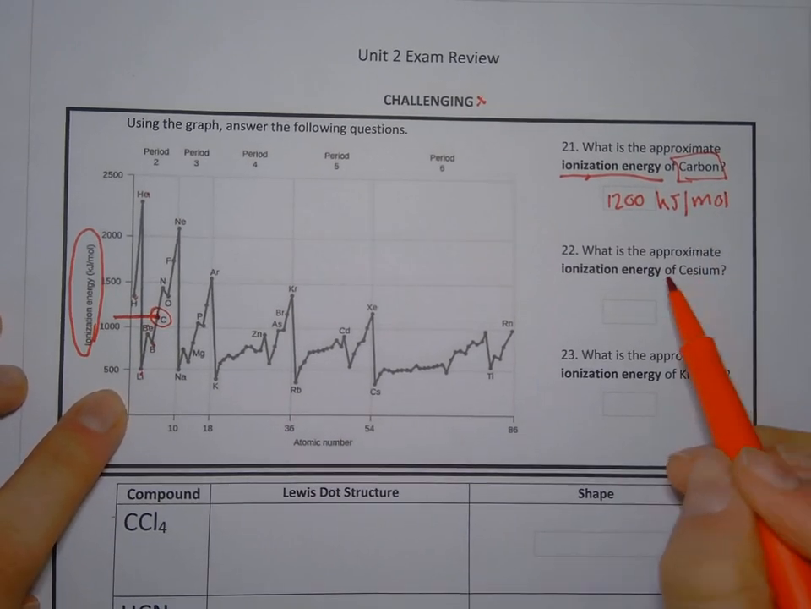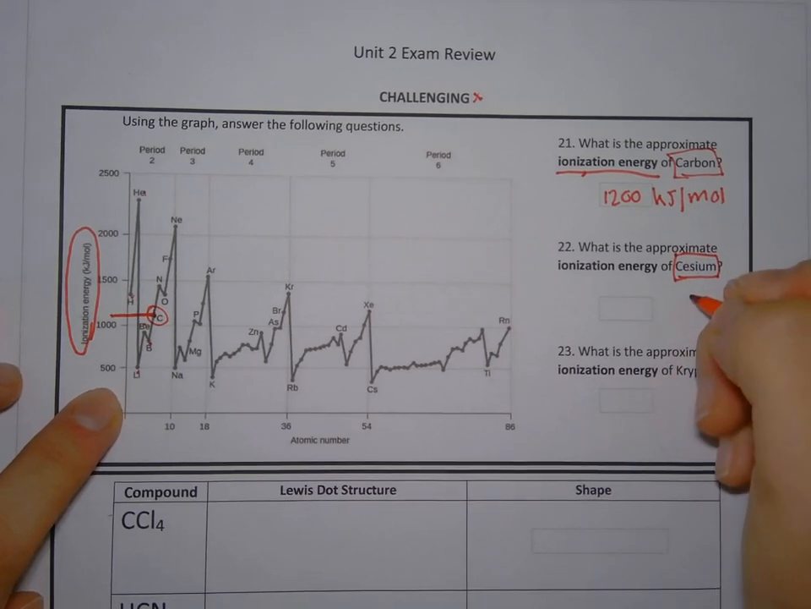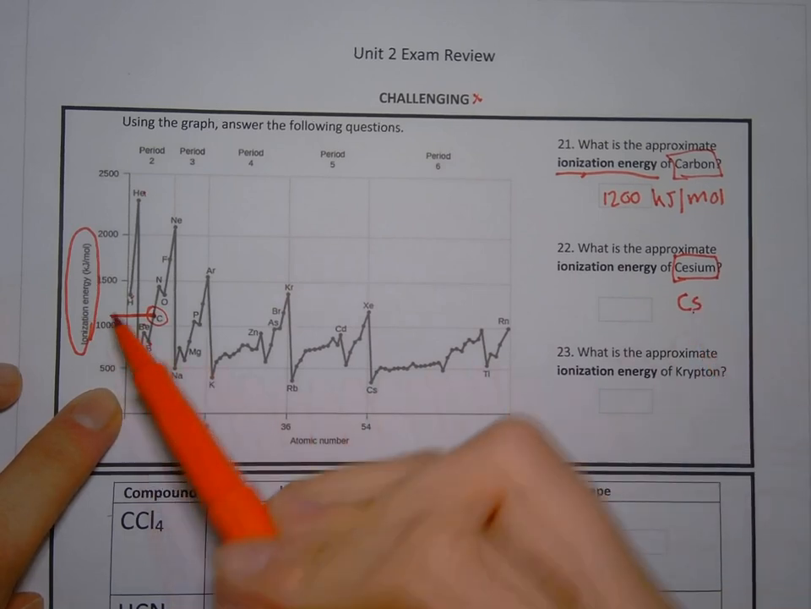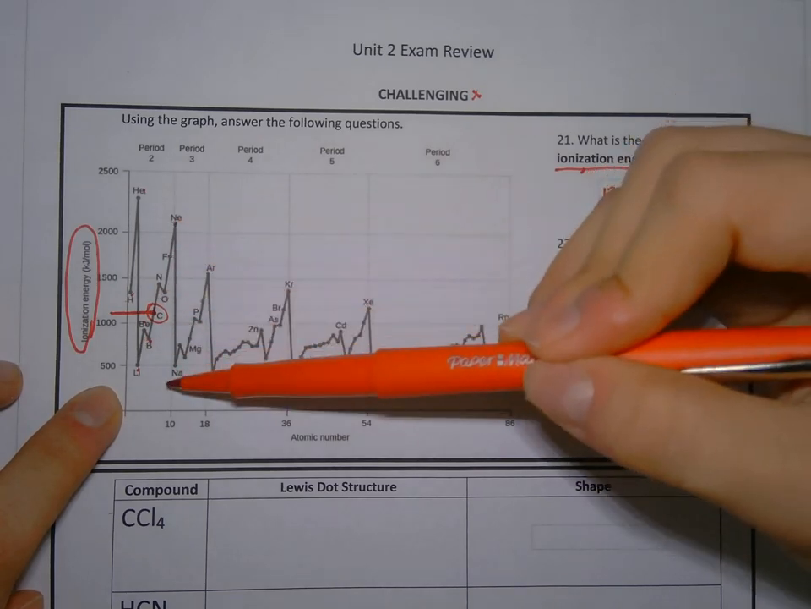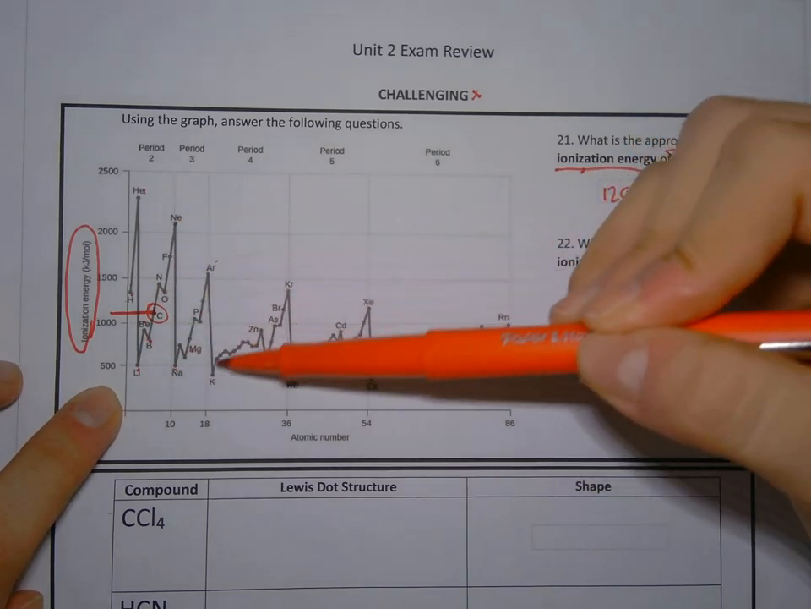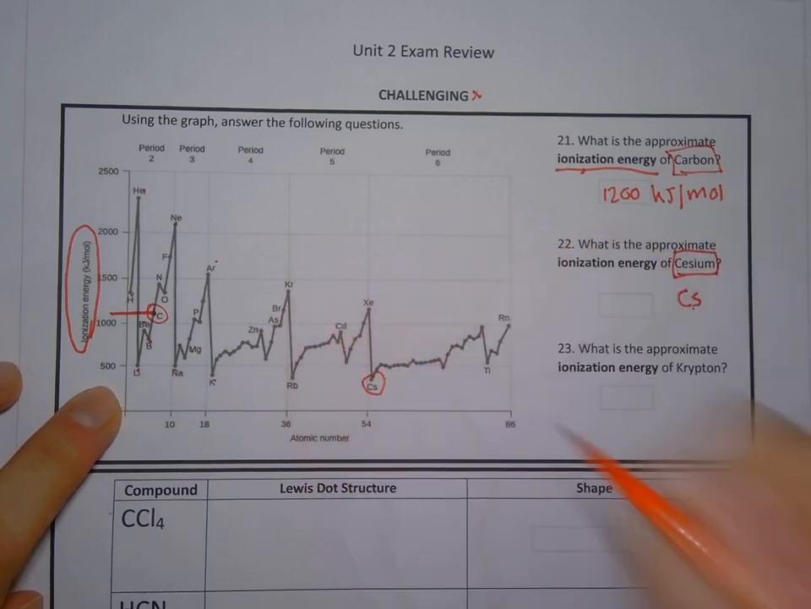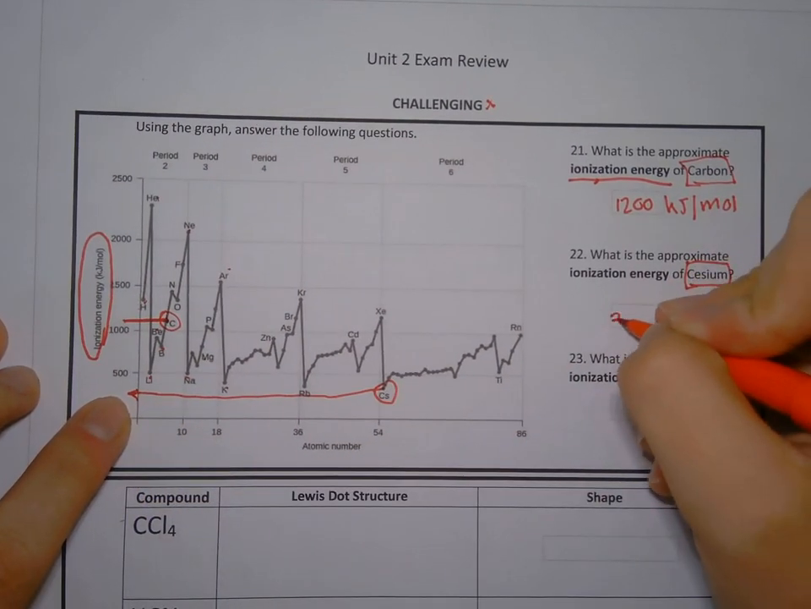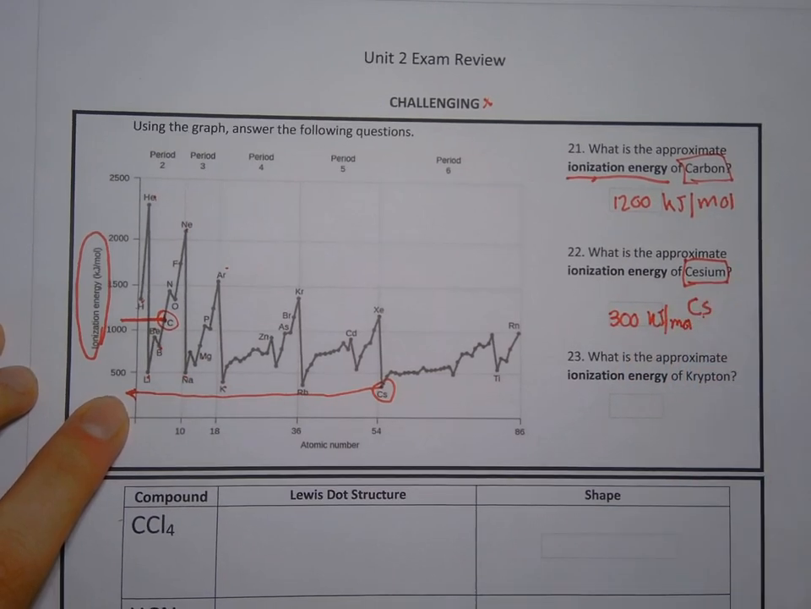So let me find the approximate ionization energy of cesium. I know cesium has an element symbol of Cs, so I have to find Cs somewhere in here. So hydrogen, helium, lithium, beryllium, blah, blah, blah. No, no, no, no. Sodium, magnesium, phosphorus, argon, potassium, zinc. No, no, no, no. There it is. Cesium. So if I draw a line across, kind of crooked, it's okay. That's about, maybe like 300 kilojoules per mole. Per mole. Remember your units.